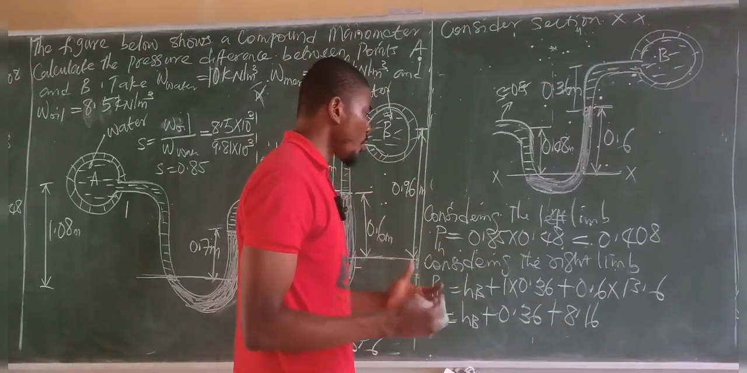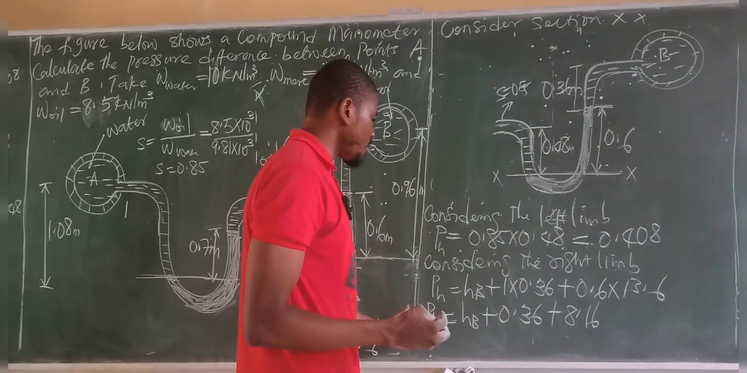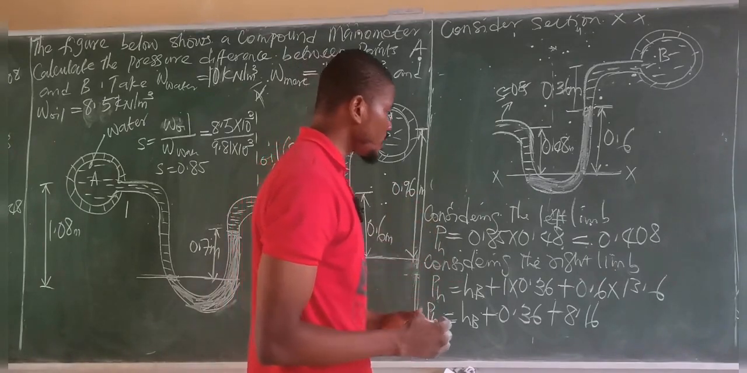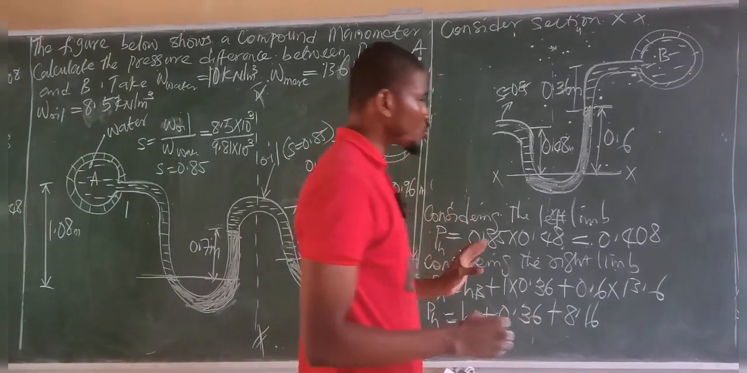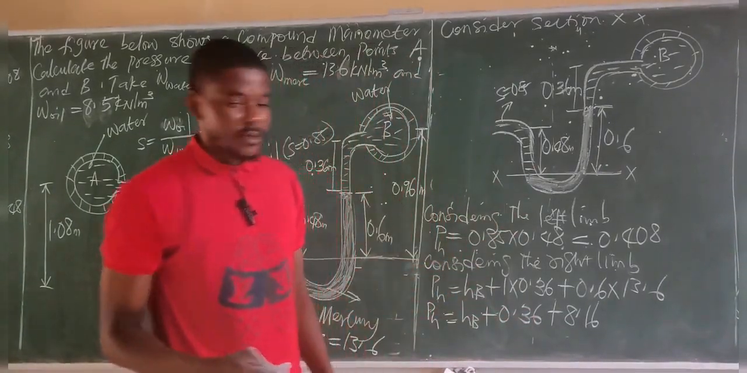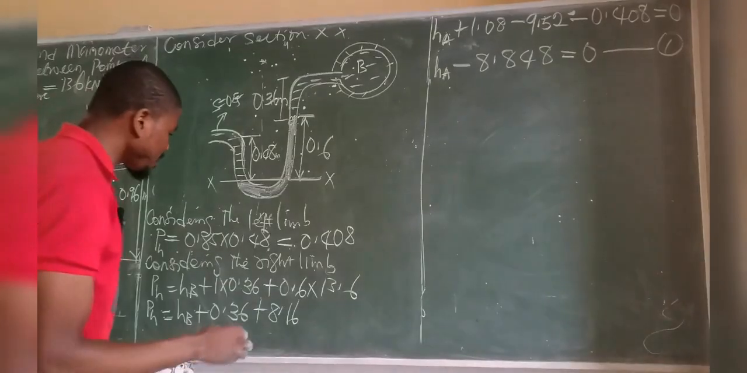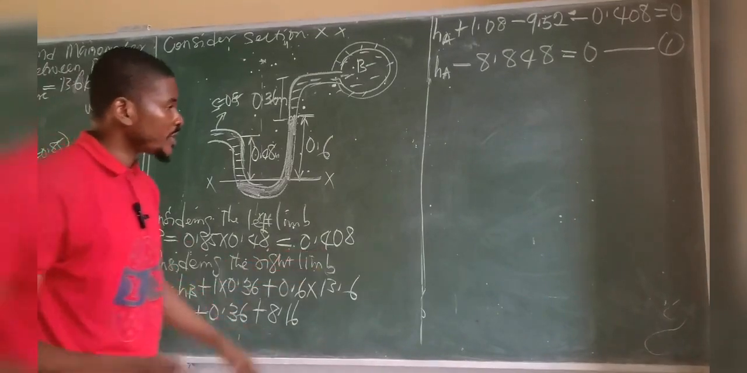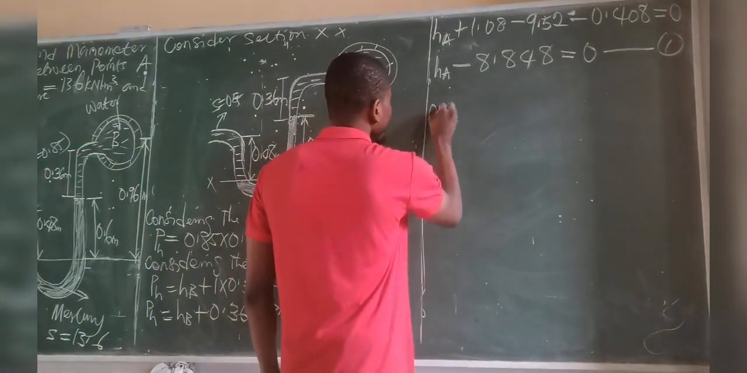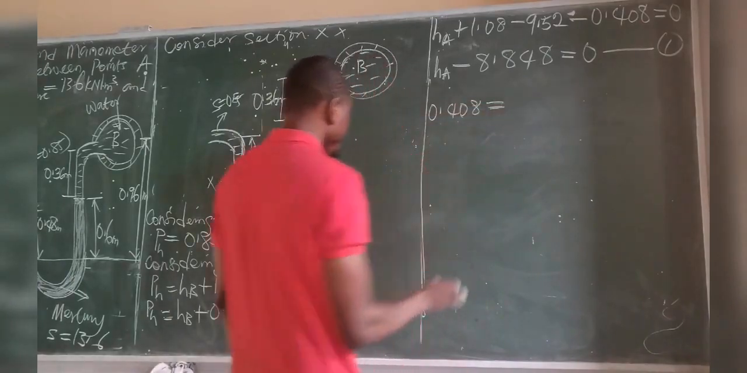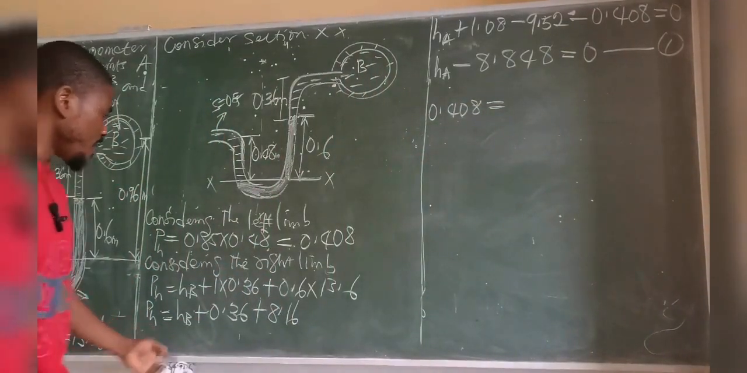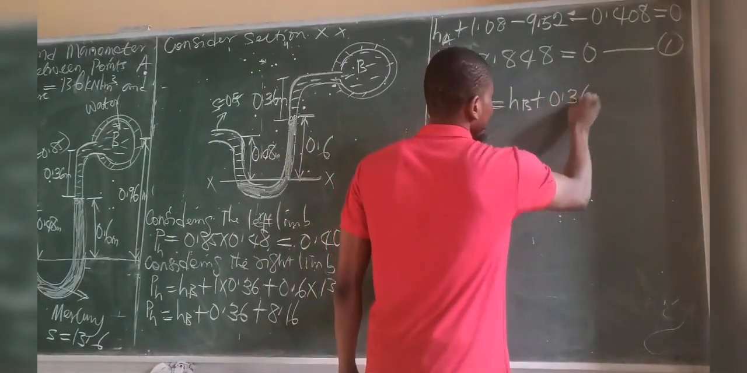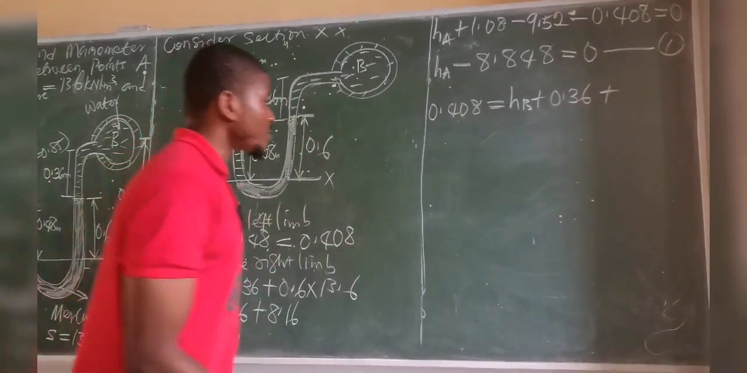Now, at equilibrium, we always know that the pressure head at the left limb equals the pressure head at the right limb. Under equilibrium condition, both pressure heads are equal. Okay, so I'm going to switch the camera to the other side and continue the solution. All right, so under equilibrium condition, the two pressure heads are the same. So I have that 0.408 is equal to the pressure head at the right limb, and that's equal to HB. I have here HB plus 0.36 plus 8.16.